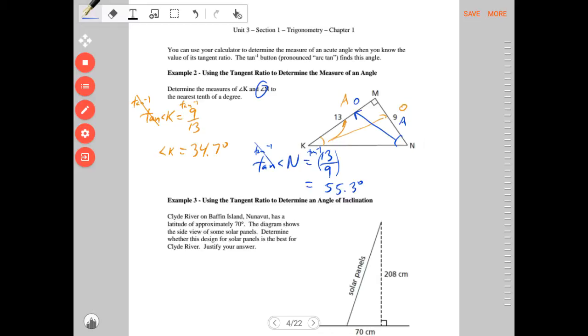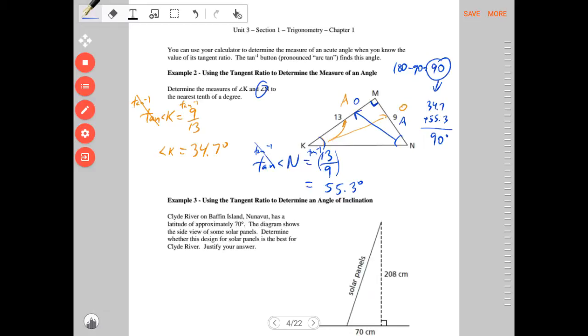55.3 degrees. One thing I want to show you guys right now because it's important: triangles always have 180 degrees. Because the triangles we're using here are all 90-degree or right triangles, 180 degrees minus 90 equals 90. All that means is that these two angles, K and N, have to add up to the remaining 90 degrees allowed. So if we look at the two angles, 34.7 plus 55.3, that works out to 90 degrees.